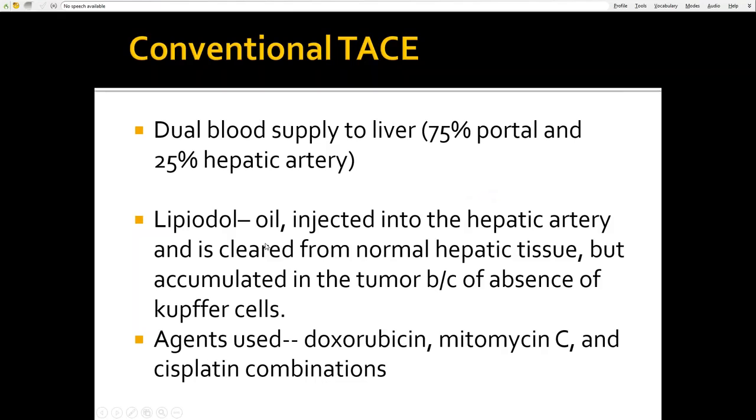In addition, you can inject something called Lipiodol. It's basically an oil, which I believe is from like poppy seeds or something like that. And it's injected into the hepatic artery, and it's cleared from normal hepatic parenchyma, but it accumulates in the tumor because there's an absence of Kupffer cells. So you don't see this very often, or it's not utilized, I know, as much as it has been in the past, and it's somewhat hard to get.